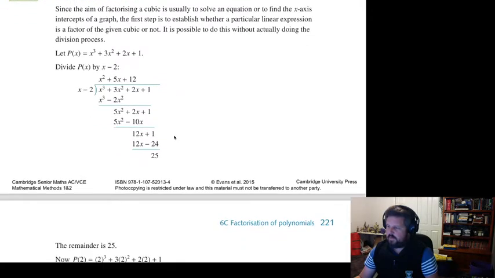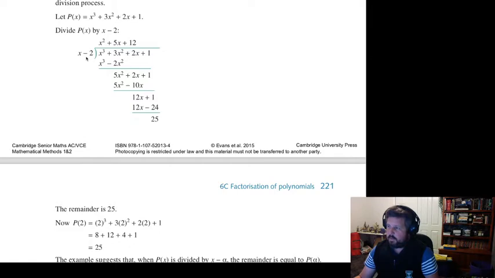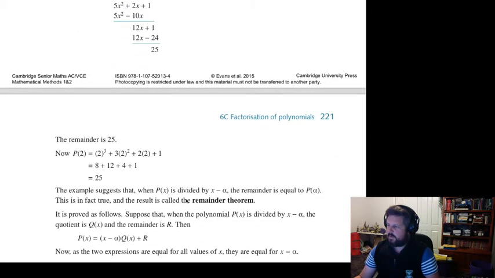Let's actually do that process now. As I said, the reason I chose positive 2 is because it's the negative of that value there. Substituting positive 2 into the function, wherever the x is, we're putting 2, evaluating it. Oh, surprise, it comes out to being 25. That tells us that the remainder when x take away 2 is divided into this cubic is 25. That's a lot quicker than doing the long division. Cool, so that is the remainder theorem.